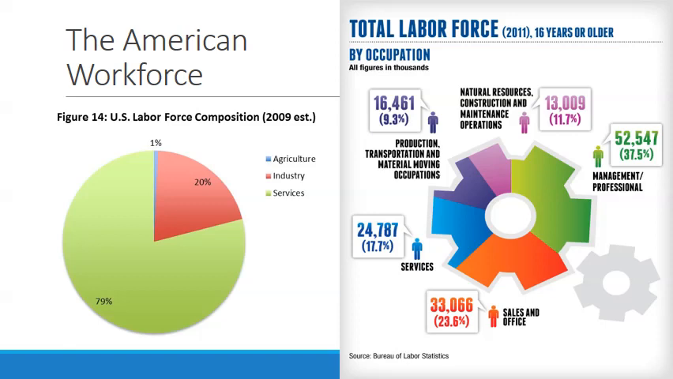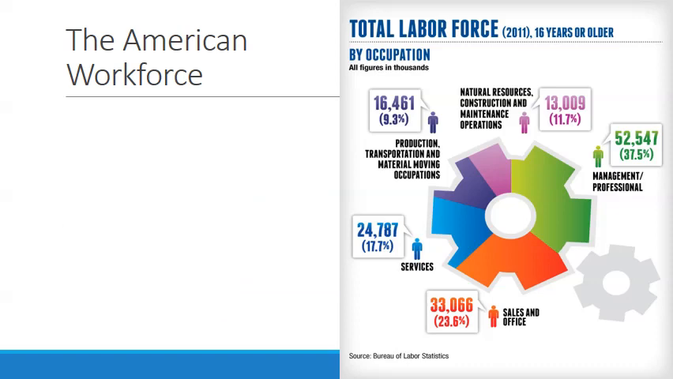You notice that 37.5% are in this management or professional industry, 23.6% are sales and office, 17.7% are in services, and then you've got 9.3% production, transportation, material moving occupations, 11.7% natural resource, construction and maintenance. So it's very easy to see where you're going to find jobs. And the biggest location of jobs, of course, is within management, professional, sales and office, and services. There's just more jobs. So if you're looking at what type of job you want to have, obviously looking at service industries is going to give you the best idea of being able to actually gain access to some job.